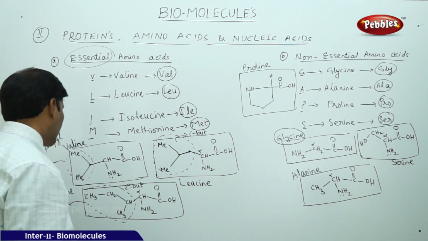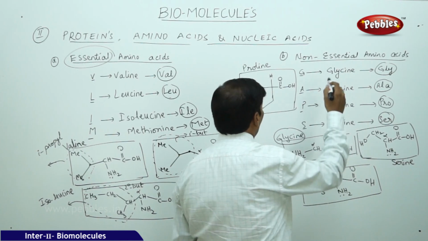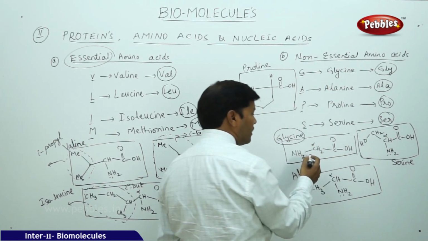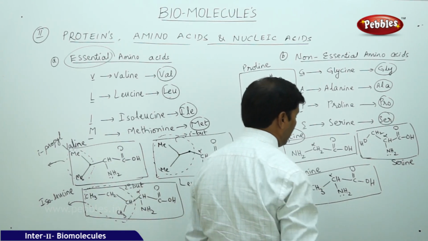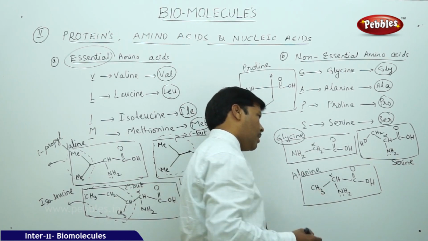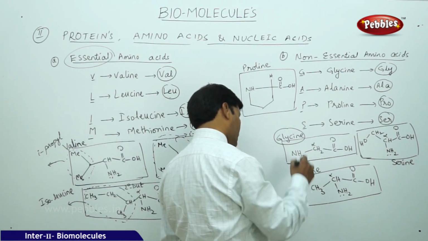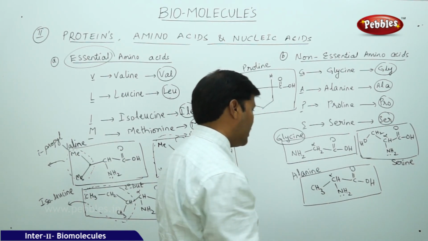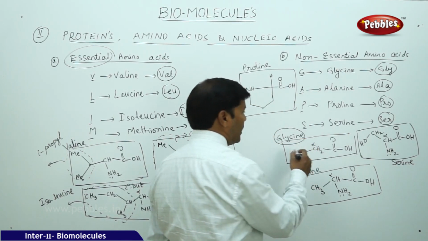Similarly, you go for non-essential amino acids. Glycine is the simplest amino acid, wherein the amino group is attached at the alpha position, and glycine is the only amino acid which is optically inactive, because the carbon is not a chiral carbon, it is an achiral carbon, and it has two similar atoms present on it. That's why it is optically inactive.